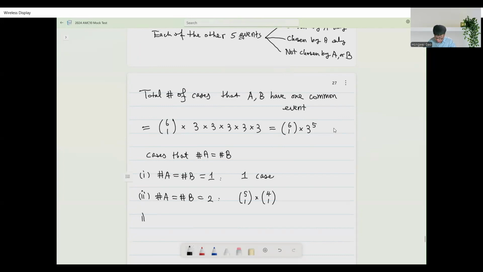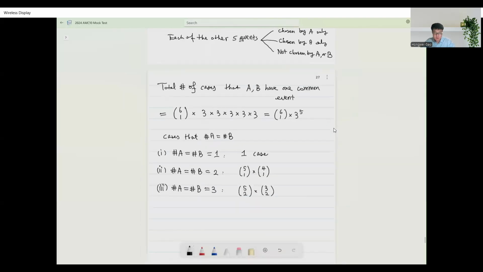Okay, third case, number of A equals number of B equals 3. Now they already have one common event, so each of them should register two more events from the remaining five events. A has 5 choose 2 ways to register two more events. After that, there are three events left. Now B should choose two from these three events. 3 choose 2, that's the number of ways. And we claim that it's impossible for A and B to register more than three events, but only have one common event.